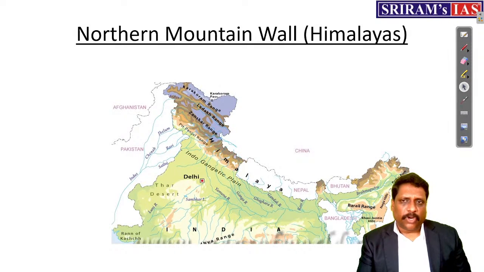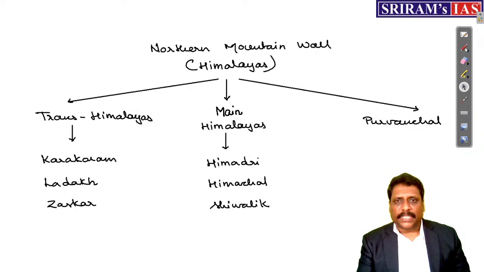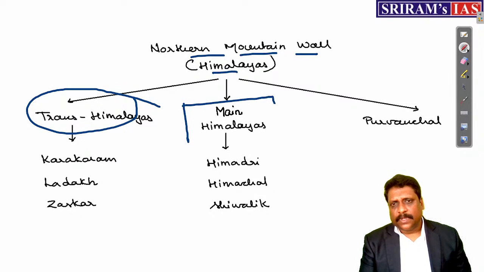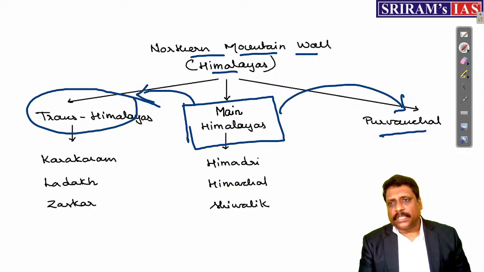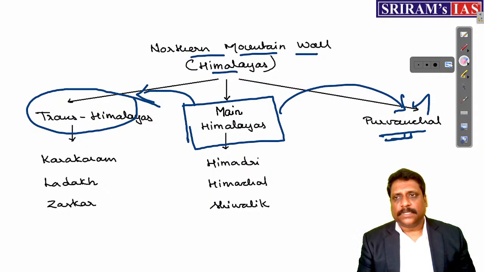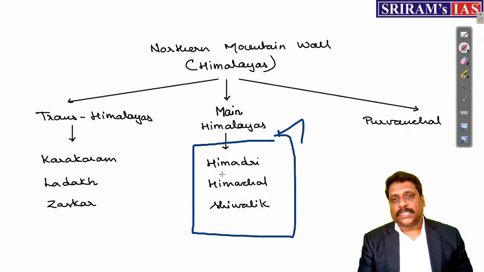Now, having said this, when I talk about Himalayas, how exactly can you classify these Himalayas? See, when I talk about the northern mountain wall, I can classify them as main Himalayas. All that mountain which is located beyond the main Himalayas, I can call them Trans Himalayas. And what is located on the eastern side of India, we call Purvanchal. The main Himalayas, three parallel ranges put together, you call them the main Himalayas: the Himadri, Himachal, and Shivalik.